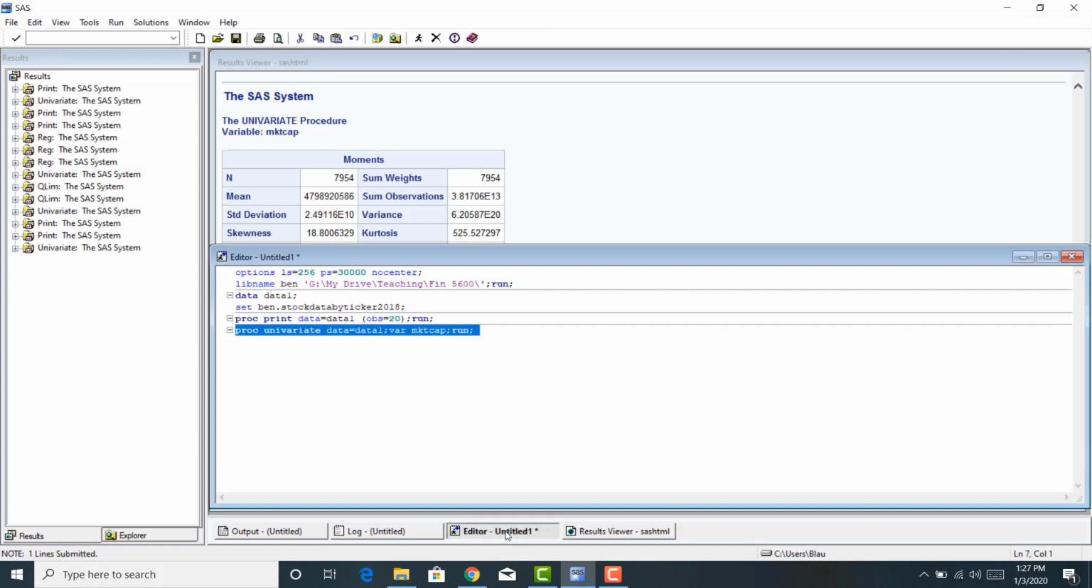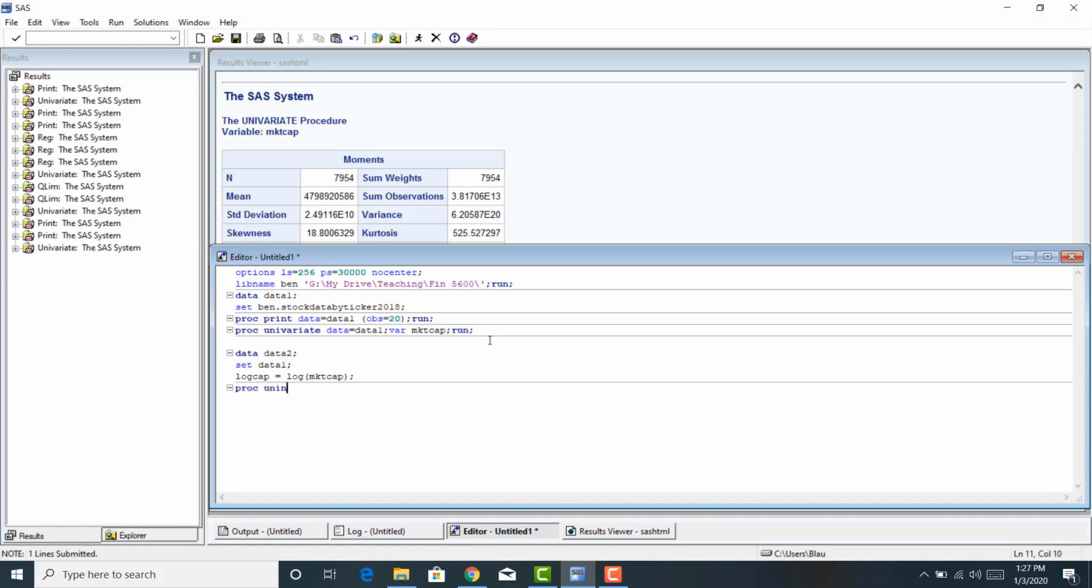So what we may want to do is account for the functional form. Again, this isn't an econometrics tutorial, so I'm not going to talk about how to find the proper functional form of each variable, but what I'm going to do here is create a variable called log cap equals the natural log of market capitalization. And then I'll rerun the Proc Univariate.